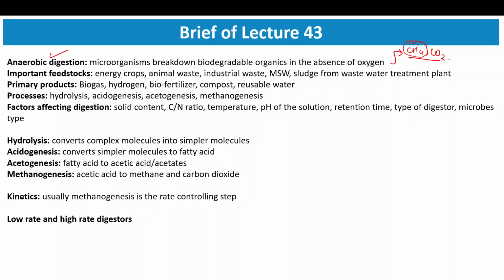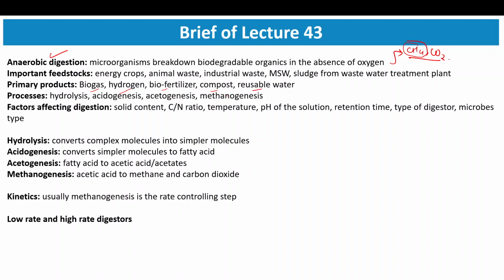Important feedstocks, or the type of solids or sludge used for anaerobic digestion, include energy crops, animal waste, industrial waste, sludge from wastewater treatment plants, etc. And these are the products where we can have biogas, hydrogen, and whatever solid is left can even be used as fertilizer, compost, and reusable water.